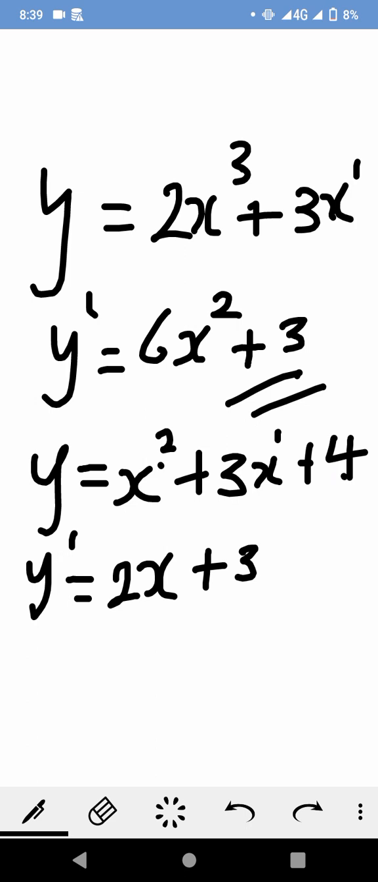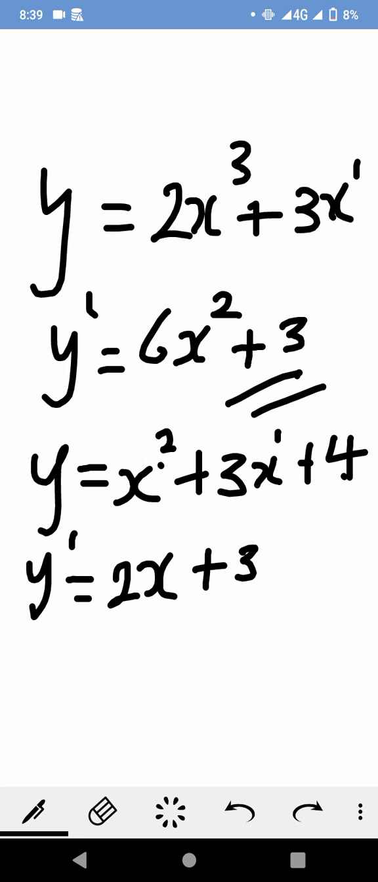And the 4, if you differentiate a constant, of course, it's going to give you 0, because constants don't really have slope. Derivative is all about slope. So the derivative of a constant is actually 0 because it doesn't have slope. For y equals 4, the graph will not have a slope actually. That's why the derivative of a constant is 0.